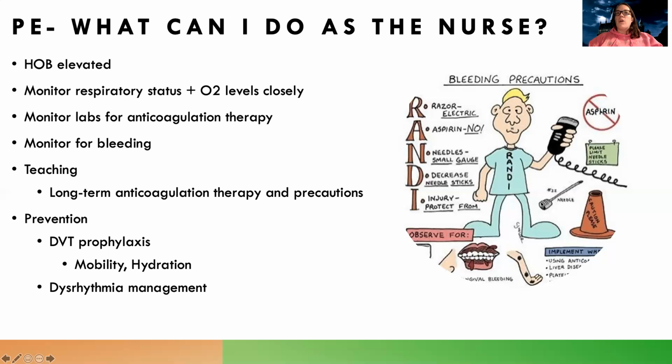So this just goes over some of the major highlights. Someone who's on bleeding precautions should use electric razors only. They should not use straight razors. They should not be on aspirin or NSAIDs because that will increase their chance of bleeding. I want to use small gauge needles whenever possible because large needles are just another opportunity for injury, and as a whole we're trying to protect from injury and avoid trauma.